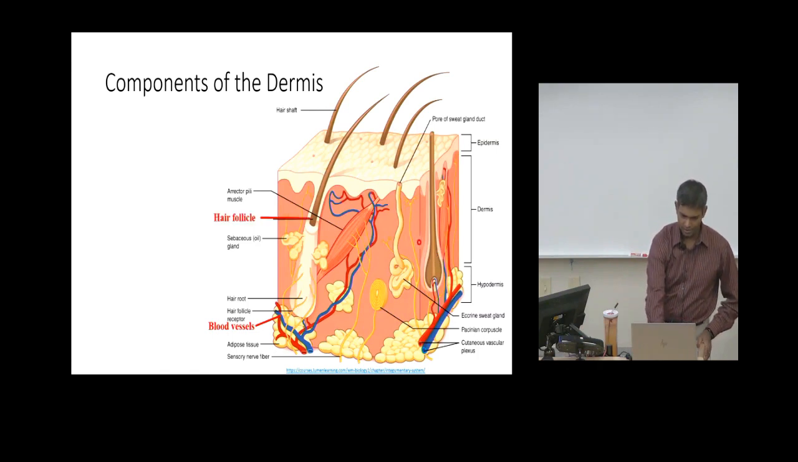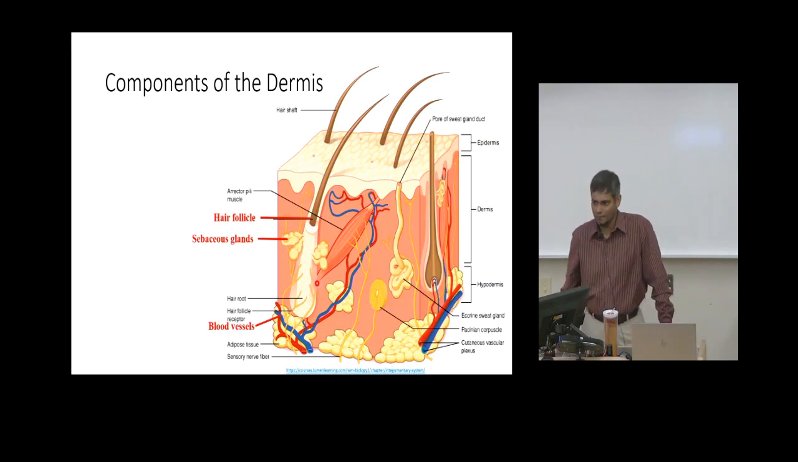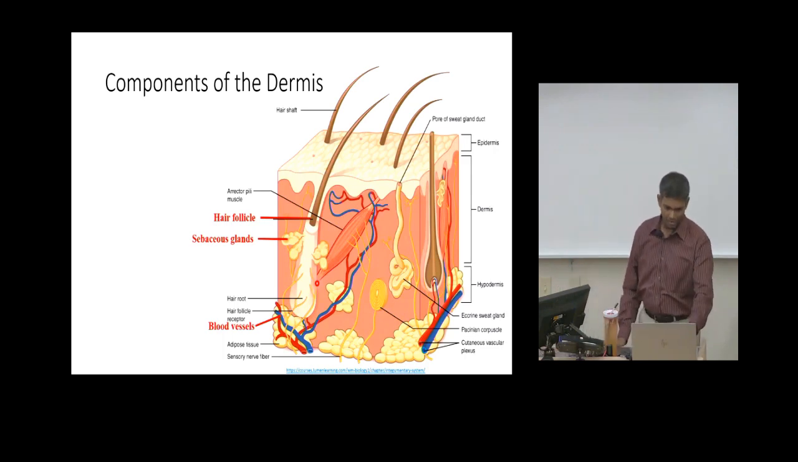And here is a hair follicle shown, and that's the structure from which hair will grow out, and this is called an appendage. At the base of the hair follicle, you have these glands called sebaceous glands, and these sebaceous glands will produce this oily secretion which lubricates the skin, but it also has an acidic nature which can have antibacterial properties. And we'll revisit sebaceous glands when we talk about acne when we come back tomorrow.